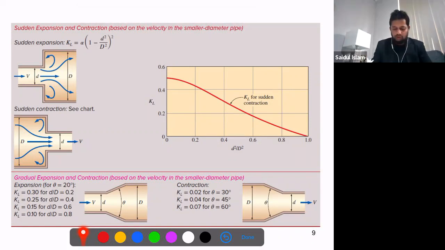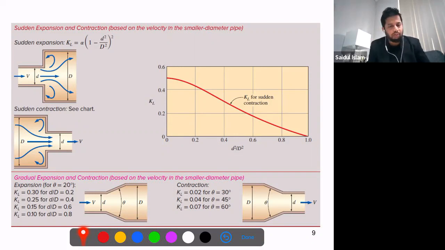All right. So in this case, you can see it is a sudden expansion. This diameter and this diameter. You look, this is the small diameter, this is the large diameter. So sudden expansion, and this is the contraction. So initially it was higher, and now it becomes low.